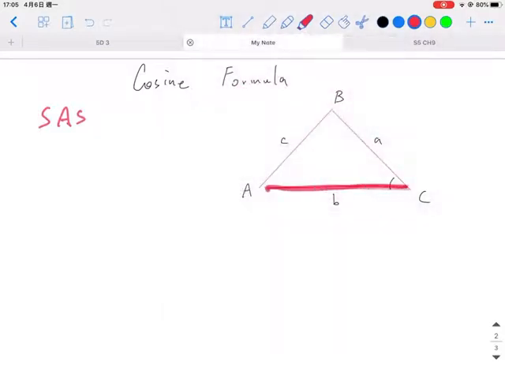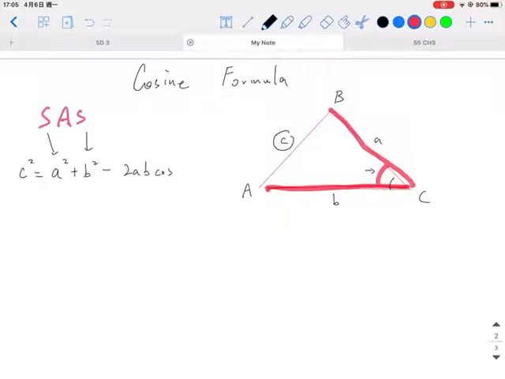Okay, the first side and the second side, and the angle is the angle between the two sides. And the formula will be like this. It should be the opposite side of the angle, which is c squared, is equal to a squared plus b squared, minus 2ab, and then cosine of the angle between the two sides, which is C. Okay, so we can arrange it in another order.